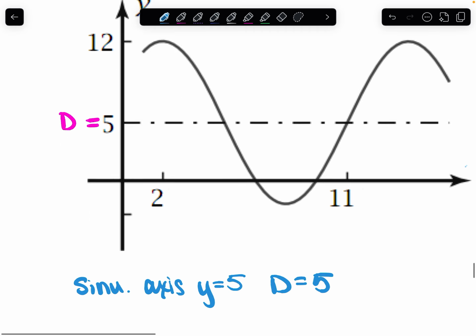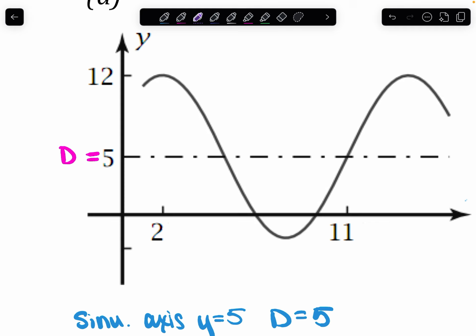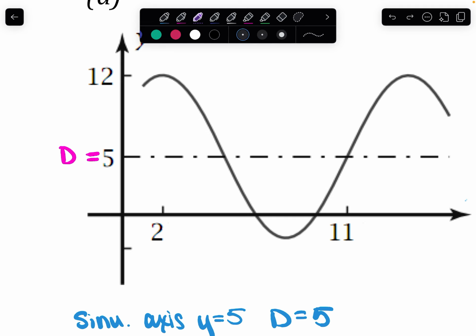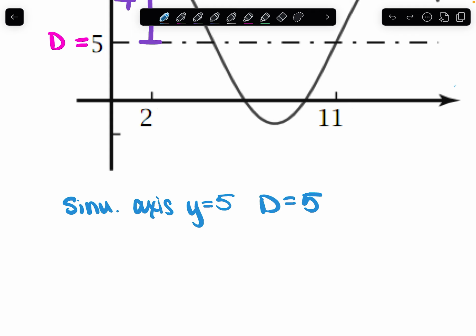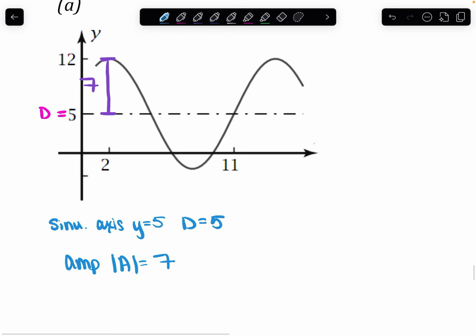All right, now that I've got the axis, I'm going to go get my amplitude because I can see a high is labeled. So the amplitude is the distance from that high to that axis point. So if I look here, the difference from 12 to 5 is 7. So that tells us our amplitude, or absolute value of A, is 7. All right, the period.